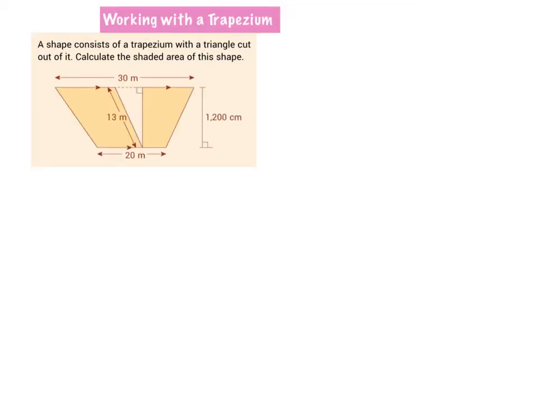Okay, up here we have a trapezium, and we're asked to find the area of the shaded part of the shape. So we need to break this down. So find the area of the unshaded part first.